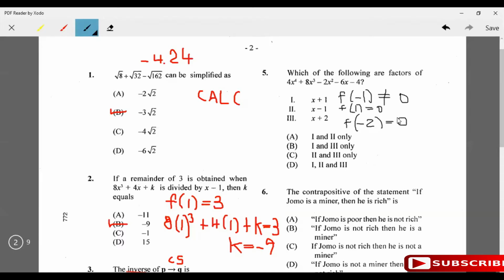So what we can then conclude is that 2 and 3 are factors of this function right here, 2 and 3.